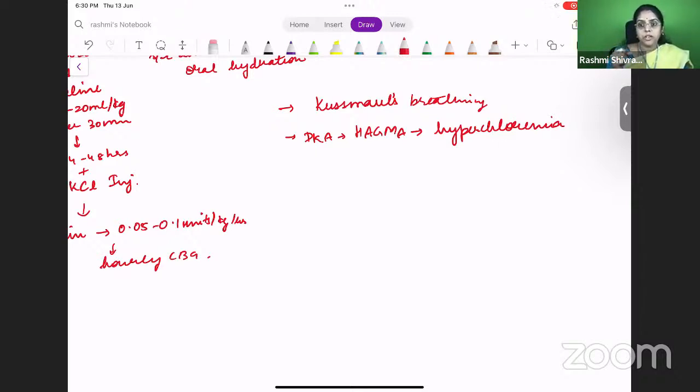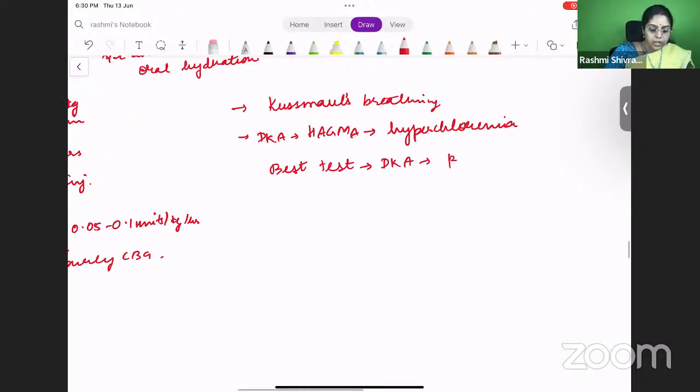So that's why you should keep monitoring the electrolytes very frequently. And there's also a high risk for hypokalemia because we're giving an insulin infusion. These are a few points. Then what is the best test to diagnose DKA? You have to check the beta hydroxybutyrate levels.